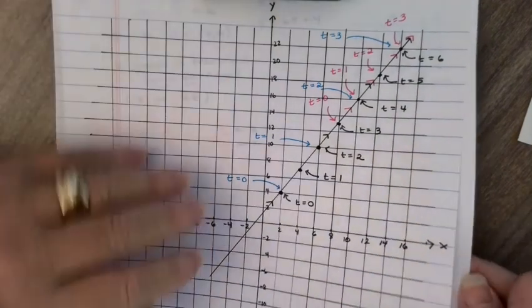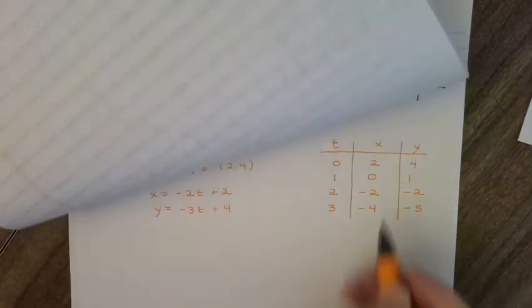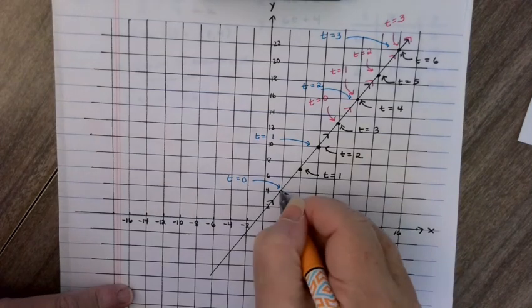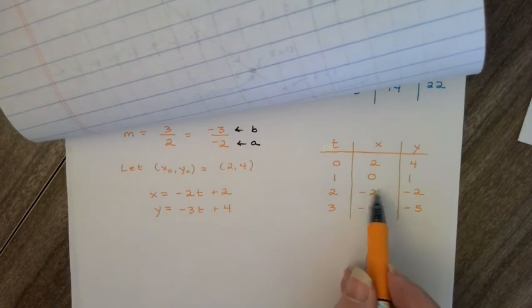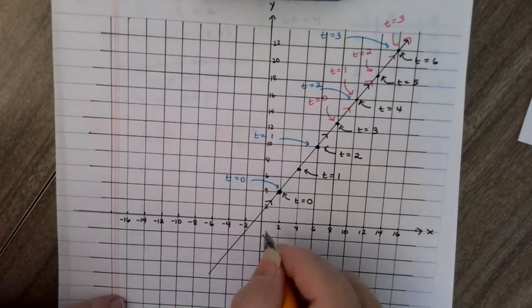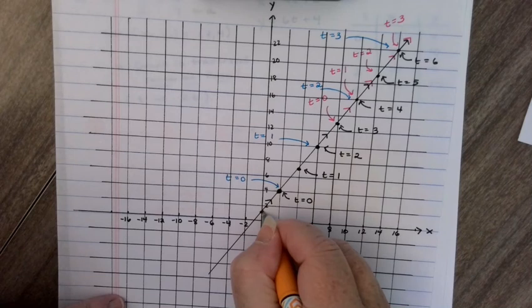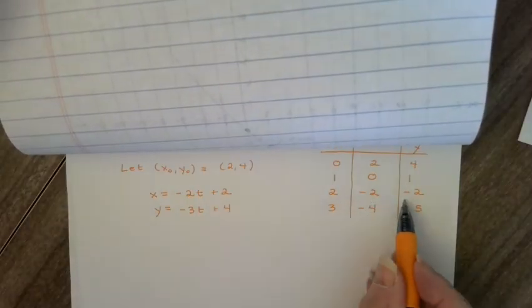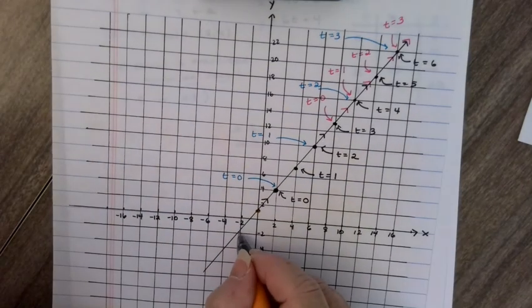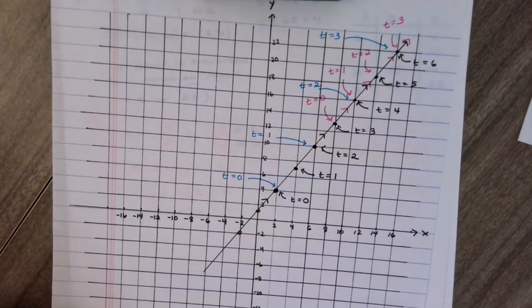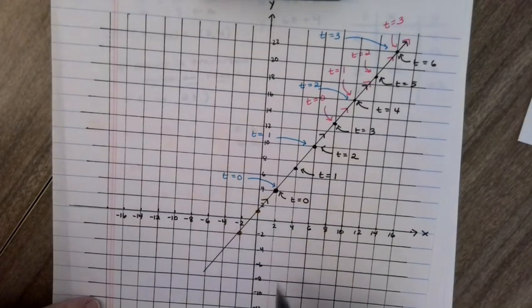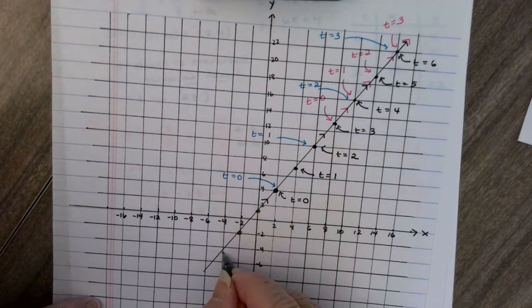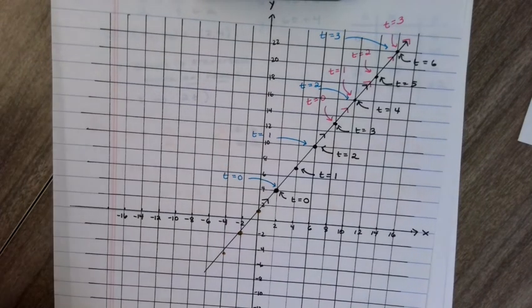Here's the graph that we've been working on. And let's see, I started at 2, 4. So we start right there again. My next point was 0, 1. Here. My next point was negative 2, negative 2. There. And then the last one I have here is negative 4, negative 5. And my line is just slightly off. I missed by a little bit, but it should have gone through there. Sorry about that.